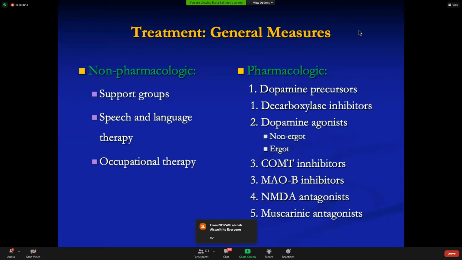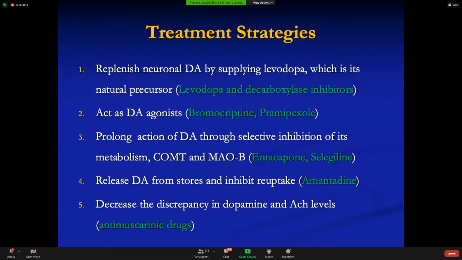But we want to synthesize dopamine, so why are we inhibiting the decarboxylase in the periphery, Bushra? We're talking about the periphery, not the central, so that it will cross the blood-brain barrier. Because if you want them, okay, let me explain before you get lost. Now, this is the treatment strategy. Number 1, replenish neuronal dopamine by supplying levodopa, which is a natural precursor, but you need to give it, remember, with a decarboxylase inhibitor, which acts in the periphery, not centrally.